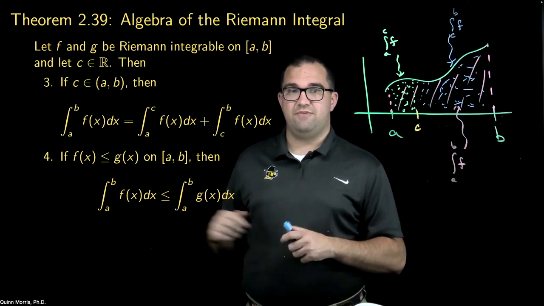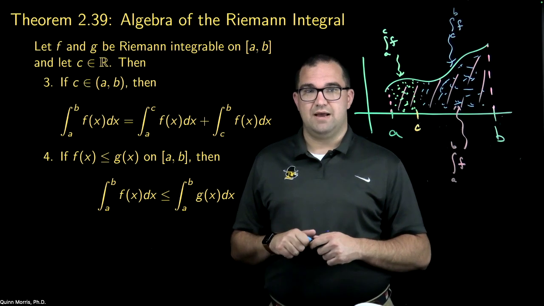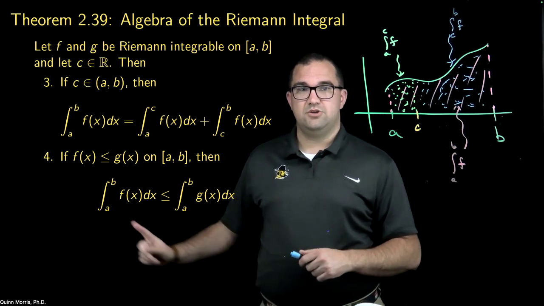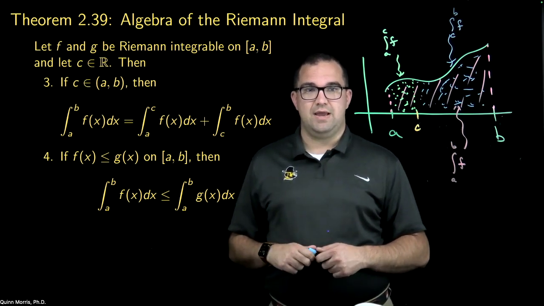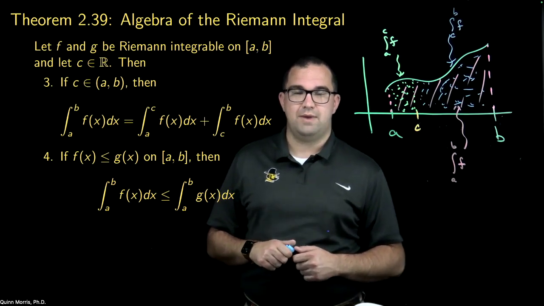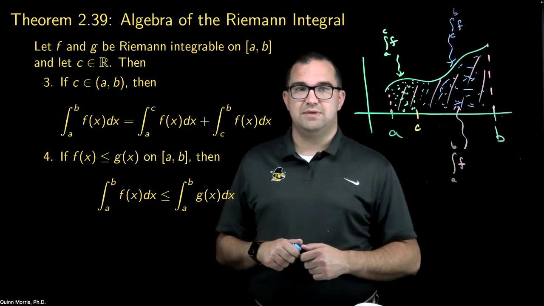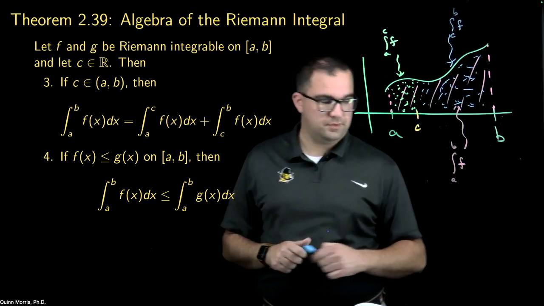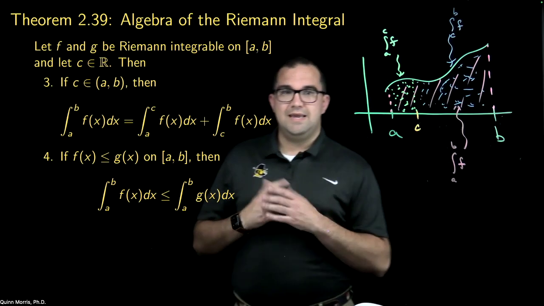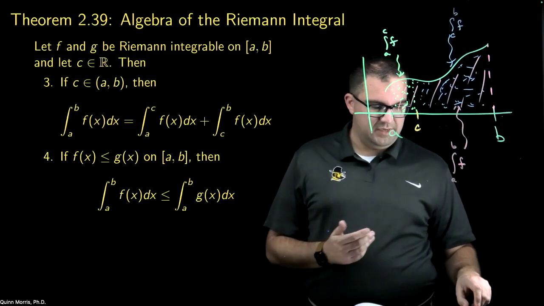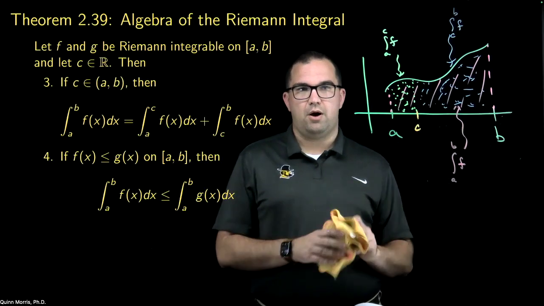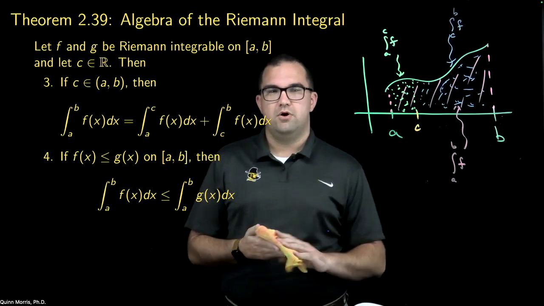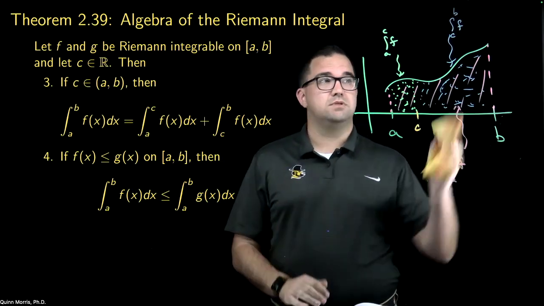Now, the last piece here is a comparison type property. It says if f of x is less than or equal to g of x on the closed interval ab, then you can order their integrals in the same way. Then the integral from a to b of f must be less than or equal to the integral from a to b of g. Broadly speaking, each of these are properties that I could prove for finite sums.